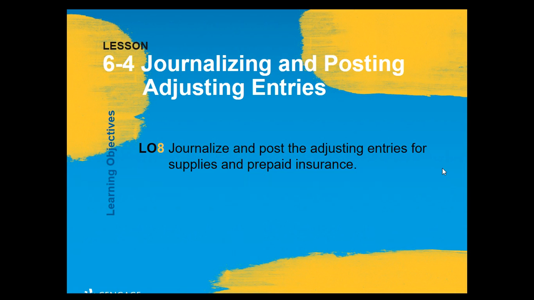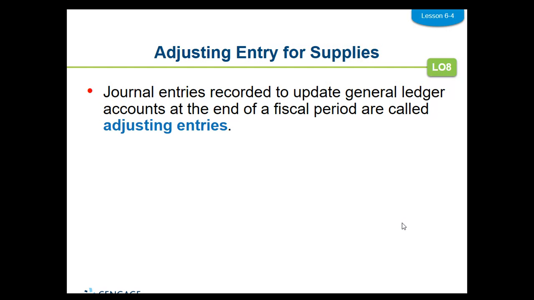Okay, so section 6.4 is journalizing and posting the adjusting entries. The good thing about this is that you've already planned those adjusting entries when we did the adjustment column of the worksheet. Then we have to go back and actually do the journal entries. The journal entries that update the general ledger are called adjusting entries. So we have to do the journal entries and we have to post them.